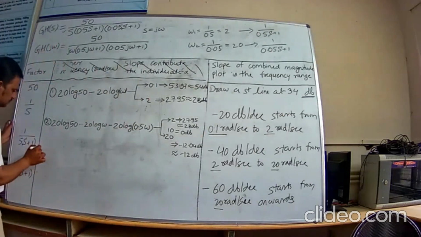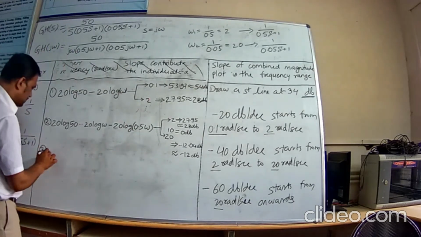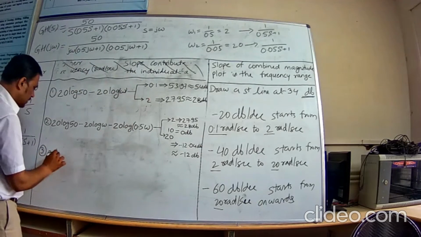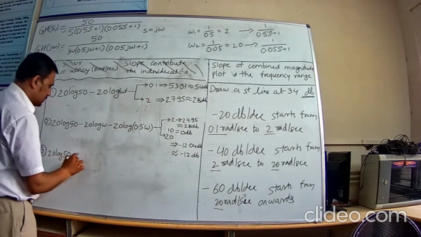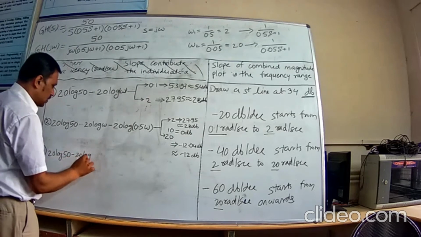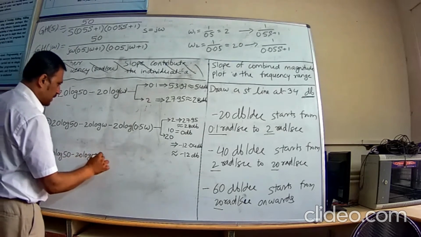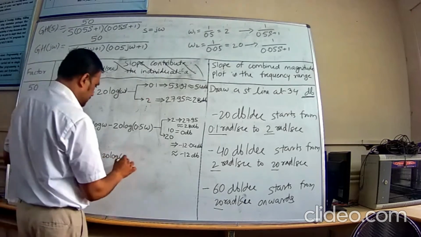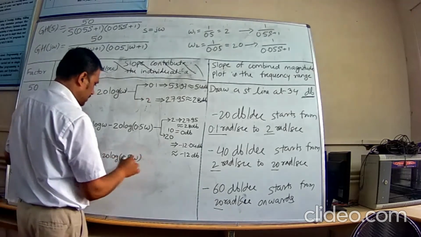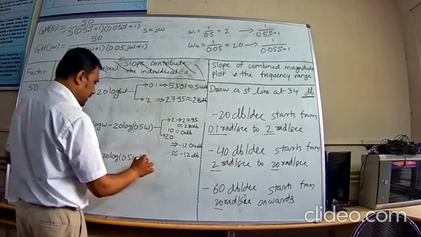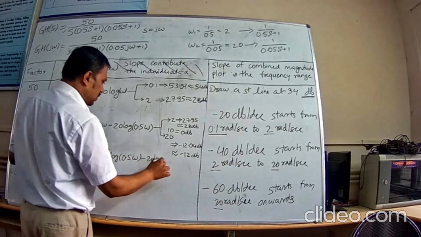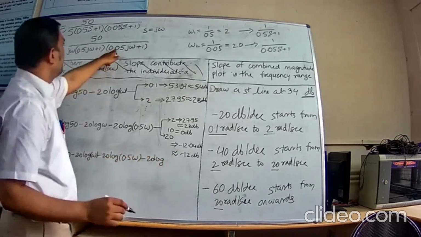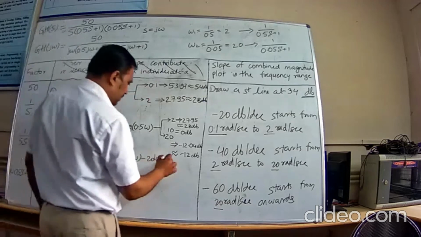Next, the third equation, that is 20 log 50 minus 20 log omega minus 20 log of 0.5 into omega, this is omega, minus 20 log of 0.05 into omega we have written.